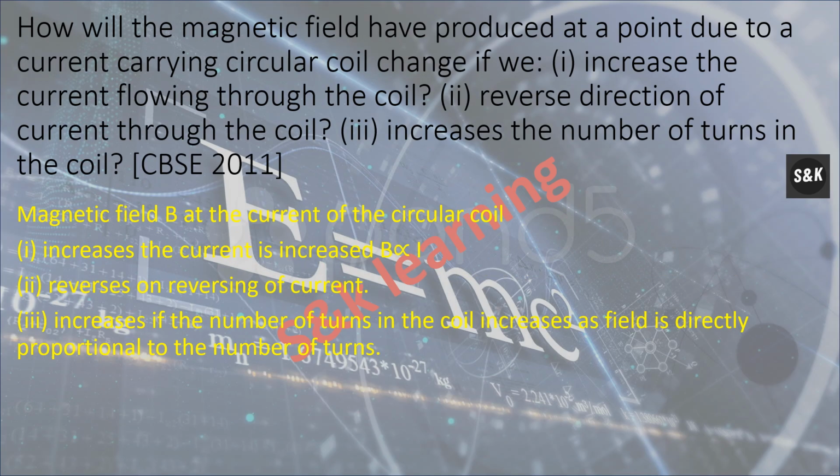How will the magnetic field produced at a point due to a current carrying circular coil change if we increase the current flowing through the coil? If the current is increased, the field increases, that is B is proportional to I. Second, reverse the direction of current through the coil: the field reverses on reversing the current. C, increase the number of turns in the coil: the field increases as it is directly proportional to the number of turns.